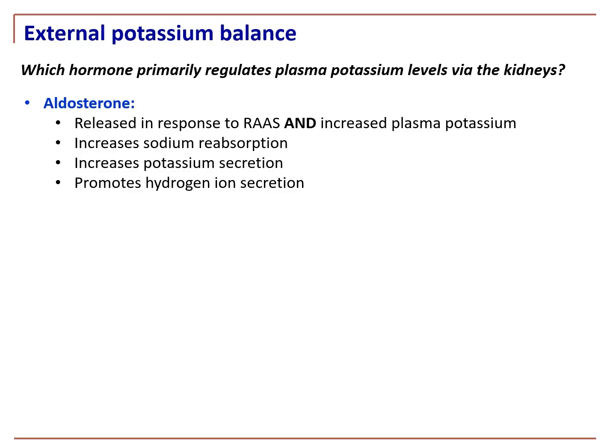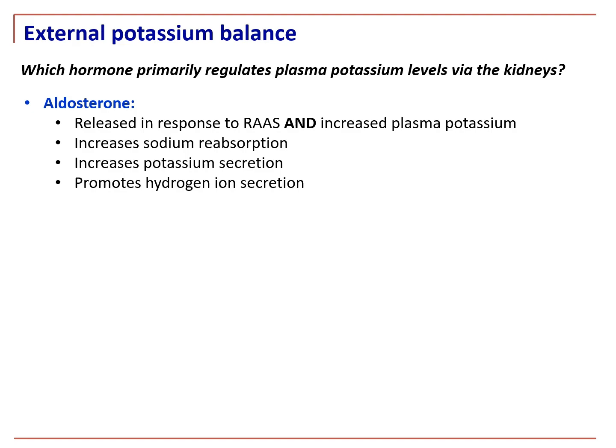So if your blood pressure drops, renin is released. You stimulate the renin-angiotensin-aldosterone system. Aldosterone then goes on to drive sodium reabsorption. Water follows that sodium, and that increases your blood volume and blood pressure. And it does all of this in the distal nephrons, so in the distal tubules and in the collecting ducts.